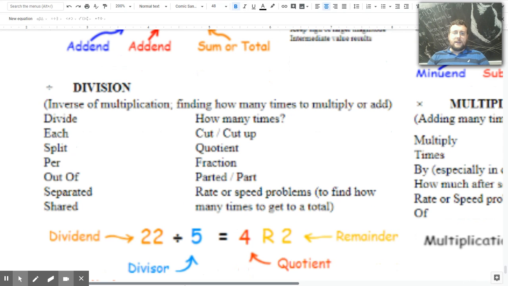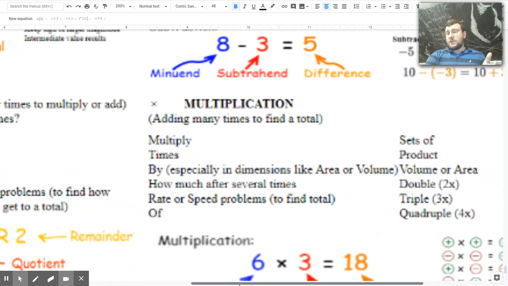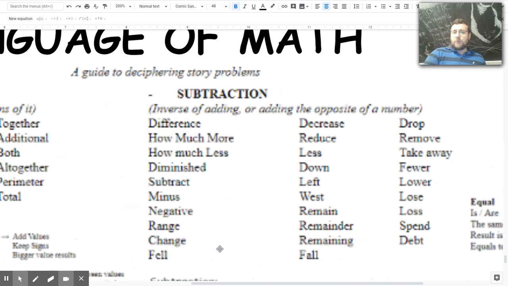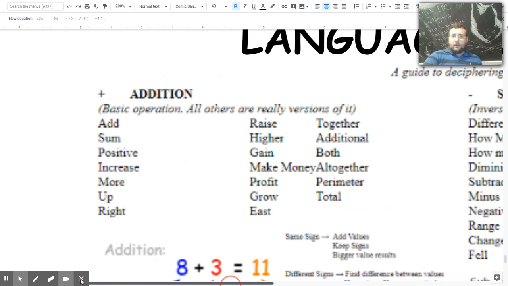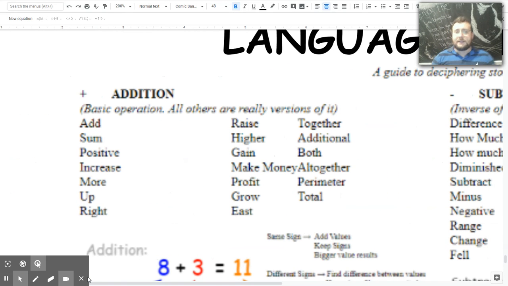Do note, by the way, that division is the inverse of multiplication. So when you're doing that, you're basically trying to find how many times you need to multiply or add something, right? And multiplication is just another way of adding, because it's basically how many times you have to add to get to a certain total. Subtraction is also adding. It's adding the inverse, right? Or adding the opposite number. We talked about this.